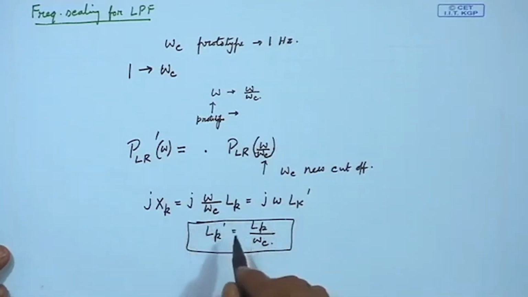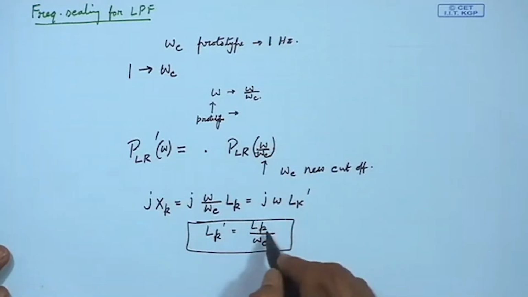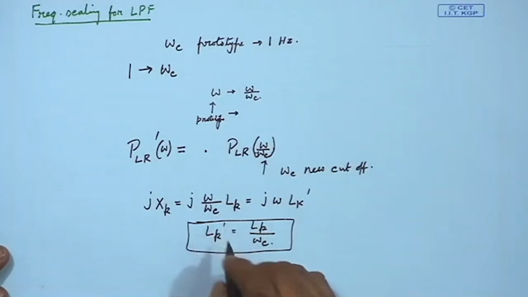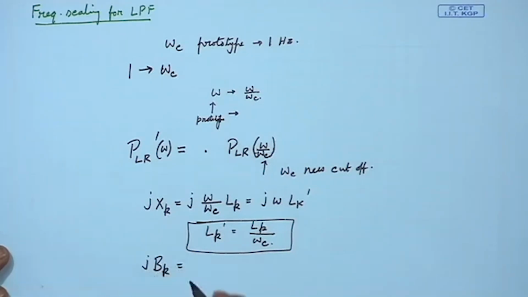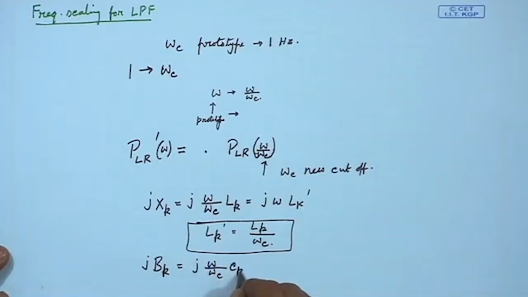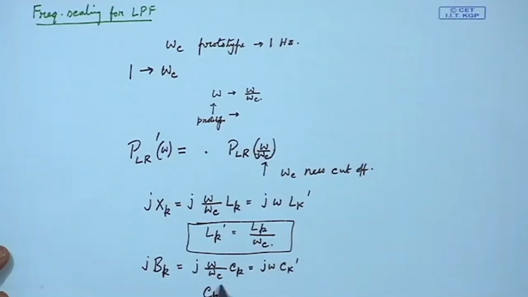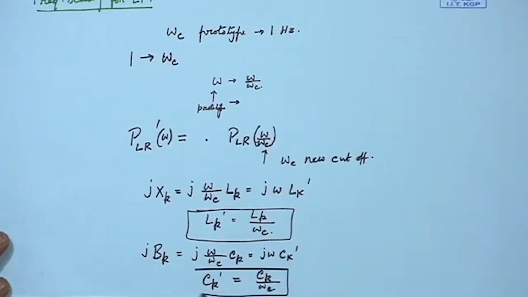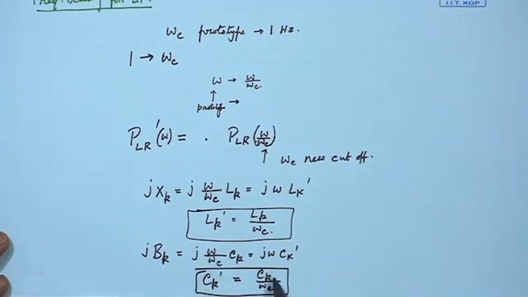That means when we change the cutoff frequency, all the prototype Lk values should be divided by omega c to get the new Lk dashed values. Similarly, for the susceptance jBk, that is j omega by omega c times Ck. So, that is j omega Ck dashed. If we compare, Ck dashed will also be Ck by omega c. So, all capacitances of the prototype need to be divided by omega c.